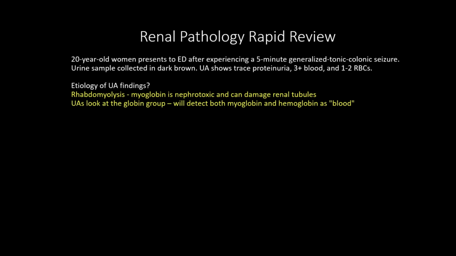Well, the UA specifically looks at the globin group. So the myoglobin will trigger that UA 3 plus blood the same way as hemoglobin would, but the RBCs will be low because there's truly not red blood cells. This is just the pigment from the muscle that's breaking down. So AKI in the setting of seizure is very suggestive of rhabdomyolysis.